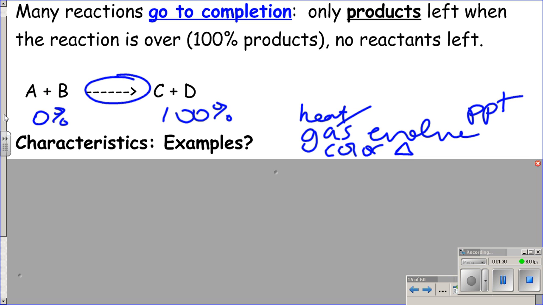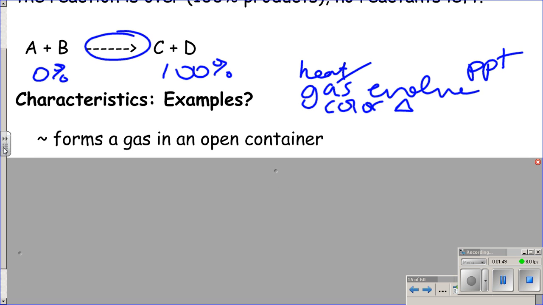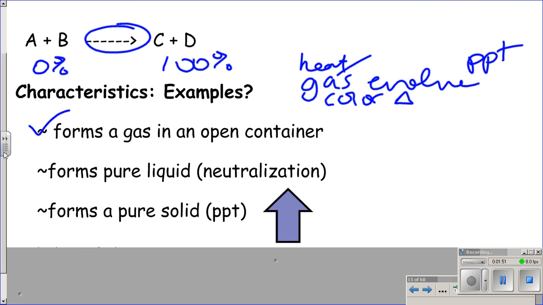So we know that there are things that form that help us to see that a reaction has occurred to completion. There is one substance that forms in a neutralization reaction that's also going to help us see a reaction has occurred. What's a neutralization reaction? Yields salt plus water. Water is a pure liquid. So these are things we just said. Forms a gas, forms a pure solid precipitate. Pure water is something else.